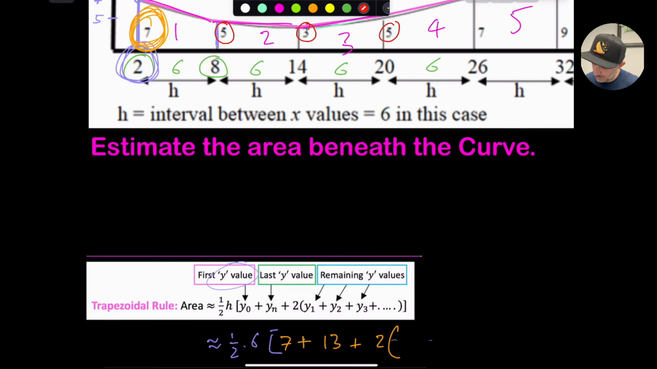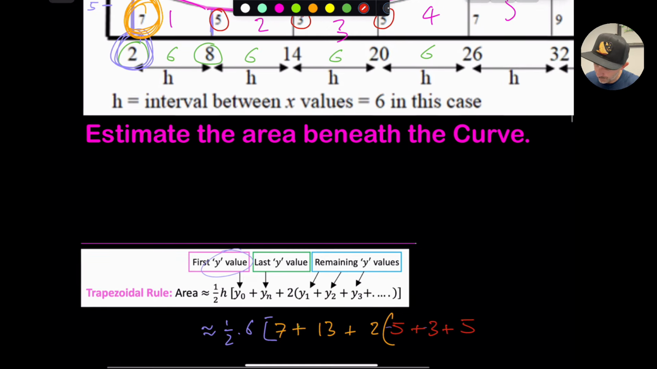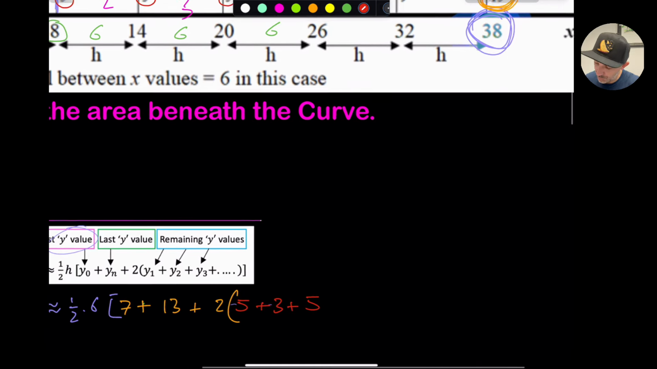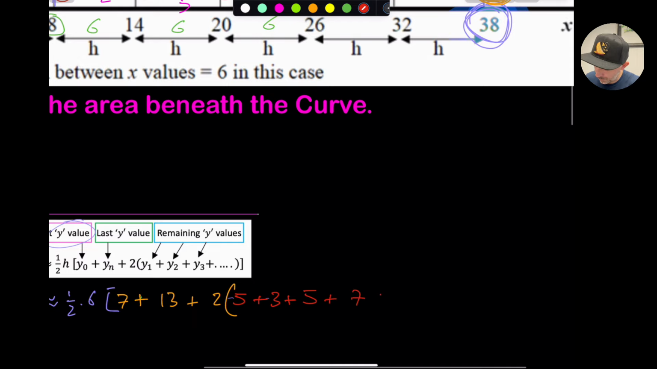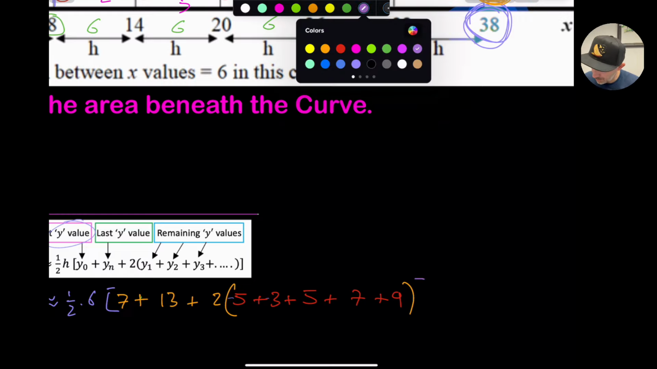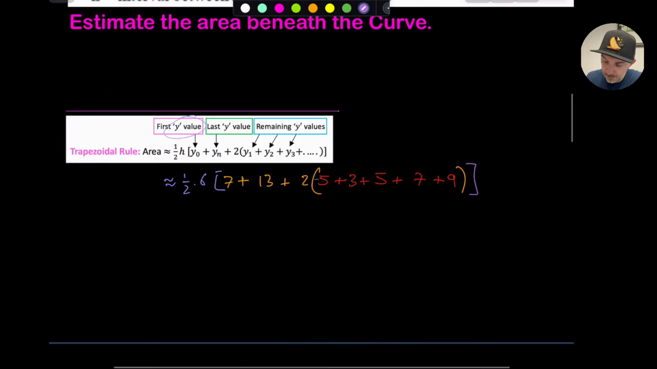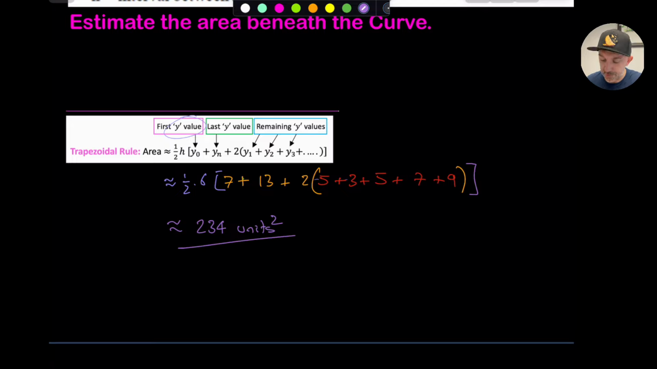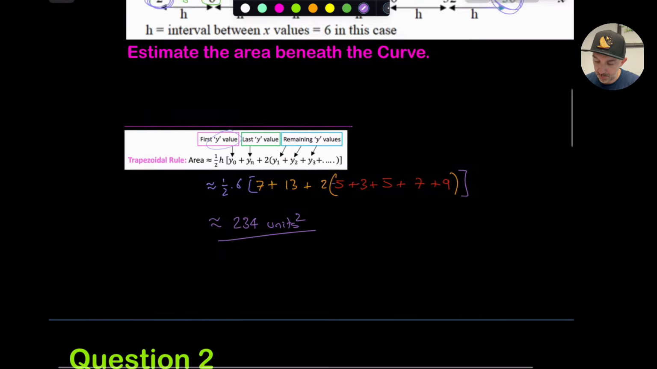So we want to make sure those all go in, 5 plus 3 plus 5, plus 7 plus 9, plus 7 plus 9. And then we'll close the brackets off, but don't forget there were double brackets, so we'll have to close both sets of brackets here. And that is it. Okay, so I just type that into my calculator and I press enter, and I get 234 units squared, which is an area. So that's our first example.